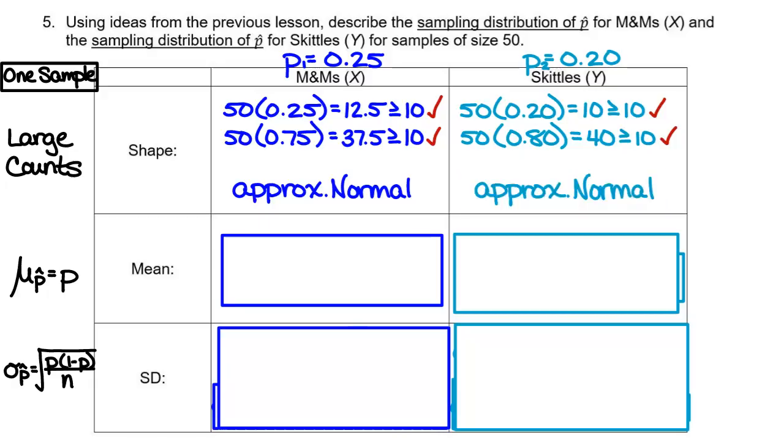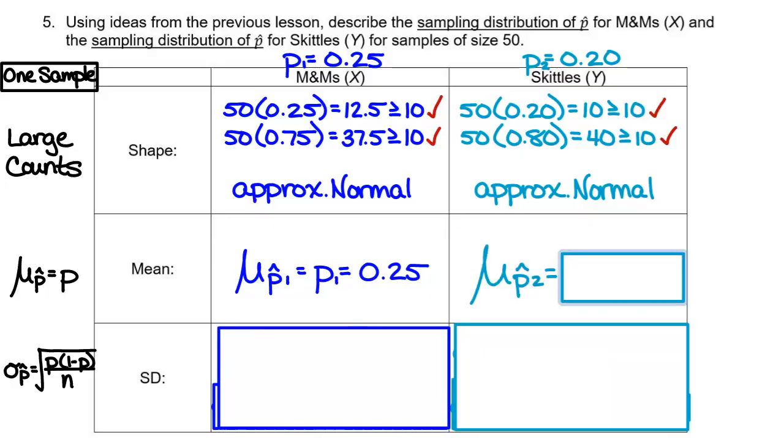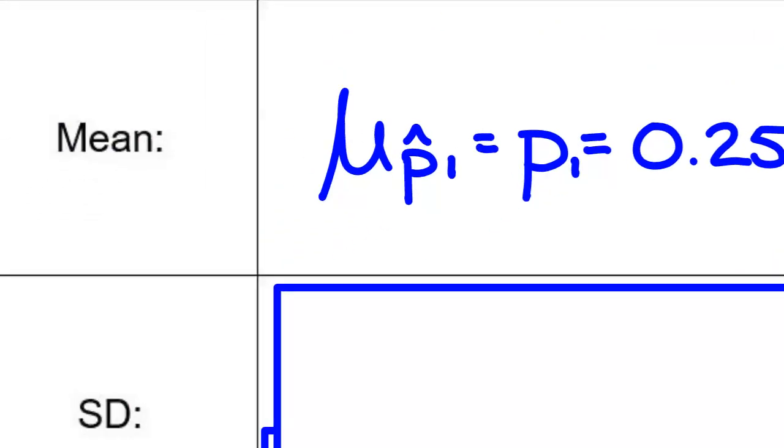What is the mean for my M&Ms? 0.25. The mean for the sampling distribution of P hat 1 is just whatever P1 is, which is 0.25. What's the mean for Skittles? 0.2 or 0.20. Before we do standard deviation, we got to do what? 10% condition. So for my M&Ms, to check my 10% condition, what do I need to actually write down?